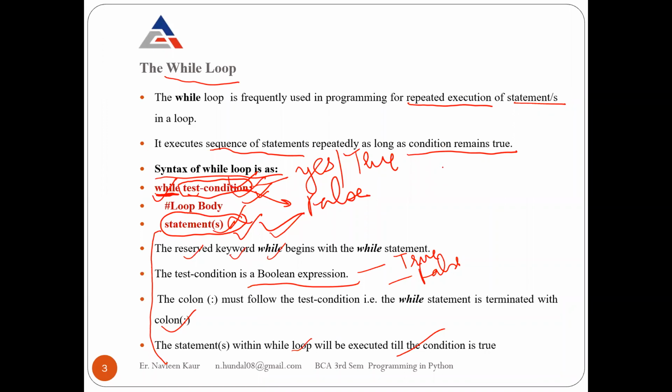So how does it go? First of all, the condition is checked for the first time. If it is true, what will happen? Statements run. Second time, the condition is checked again. If it is still true, statements run. The condition is checked again. If it is still true, statements run. Until your condition is coming out true, true, true, statements run. Suppose at the 12th time, the condition is checked and it is now false. Now the statements will not run.